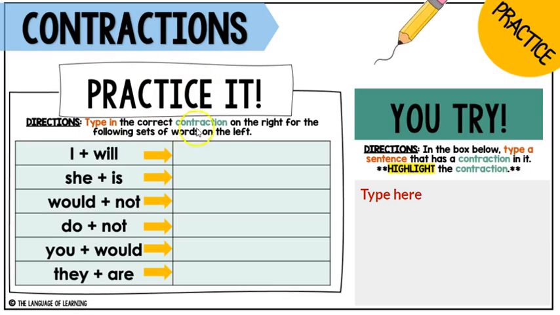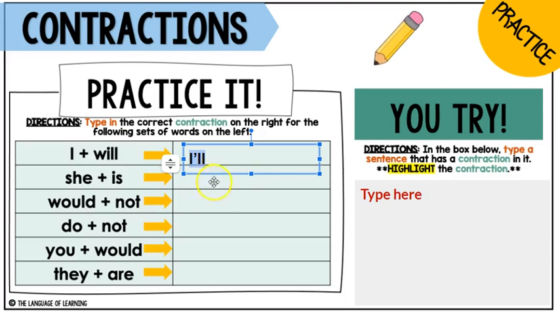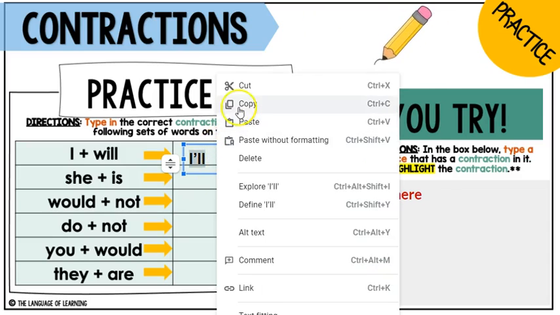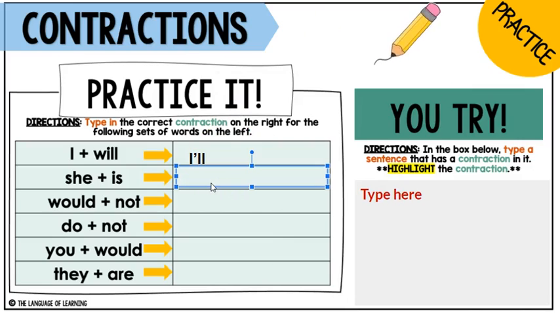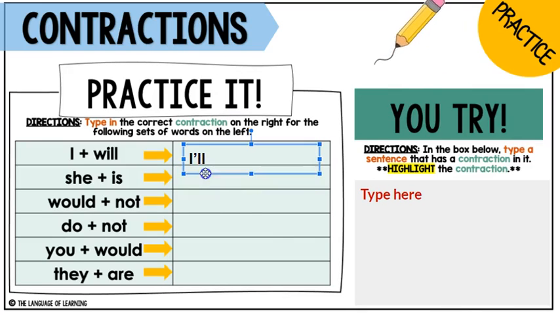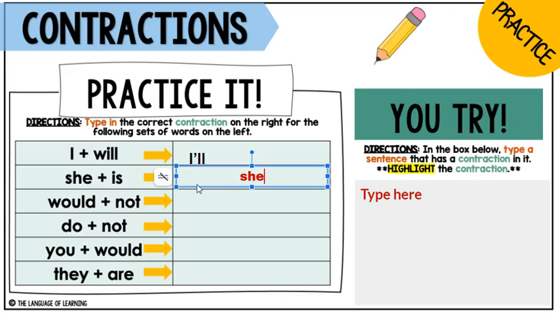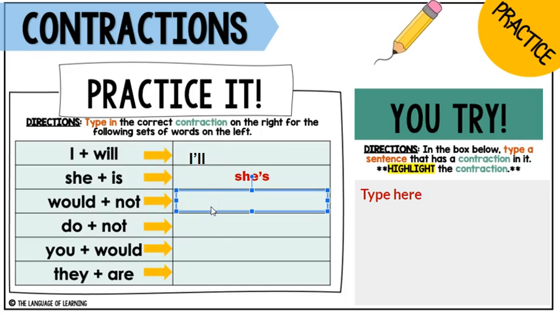Practice it. Type in the correct contraction on the right for the following sets of words on the left. So for this one, I will is going to be I'll. Okay, we're going to make this a little bit bigger and bold. Okay, so that's I'll. Copy this. Okay, she is going to be she's. That apostrophe is taking the place of the I in is.